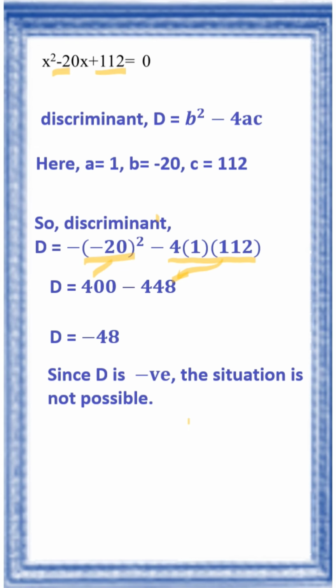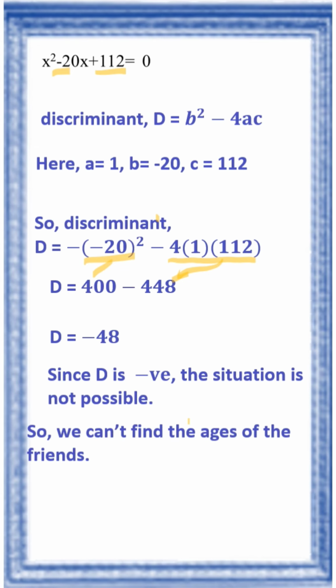Since D is negative, the situation is not possible. So we can't find the ages of the friends.